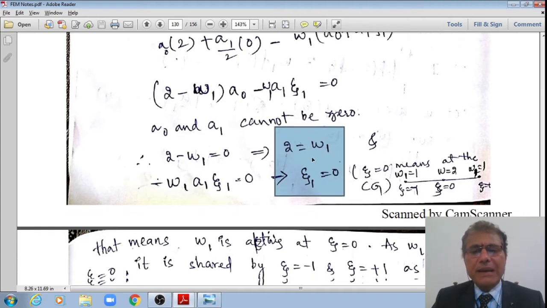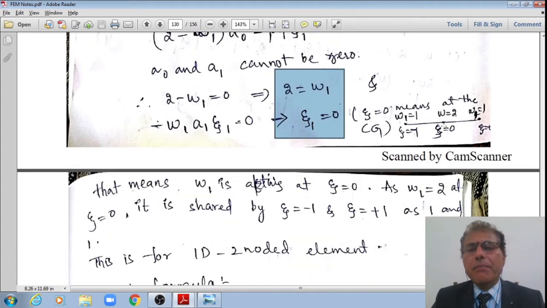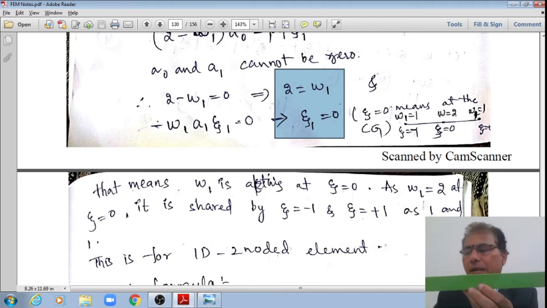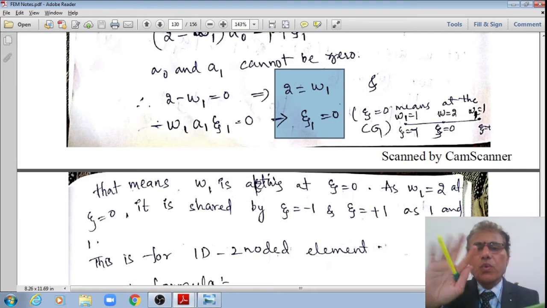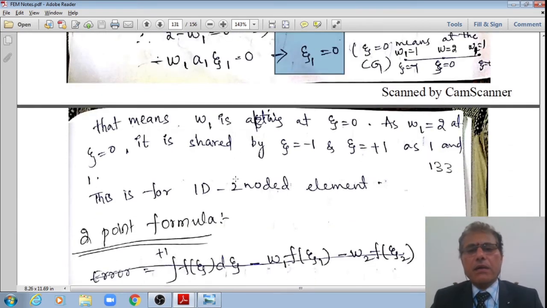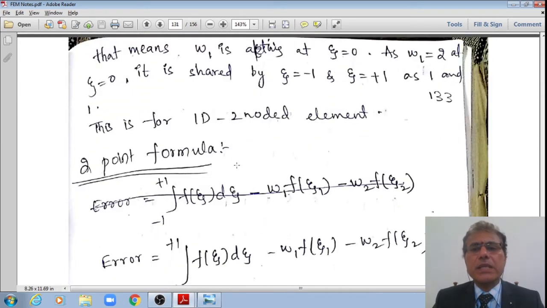W1 is equal to 2 and the sampling point is at the mid node. Let us say this is a 2-noded 1D element. Then I need to take the sampling point at mid, xi1. Here xi1 is equal to 0. Its weightage is equal to 2. Right? Now if I substitute these, then I'll get the result as 2 multiplied by f of xi1 as the integral value, as we have seen in the definition.